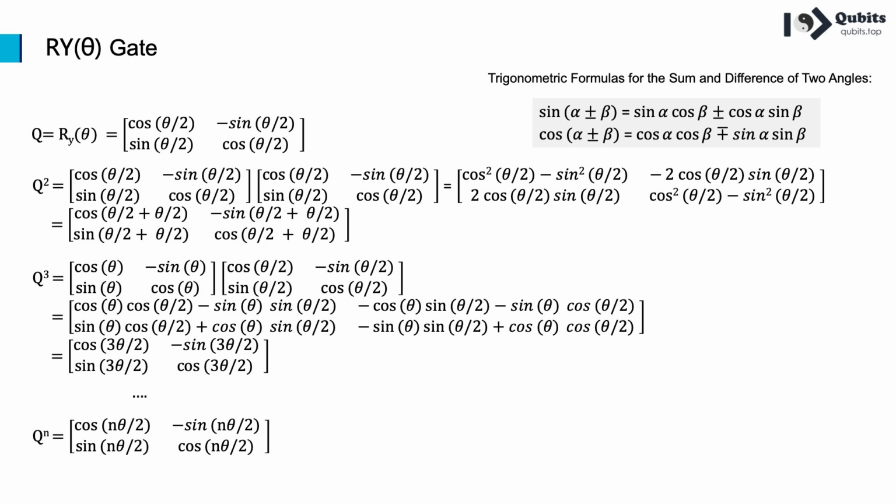algorithms for various tasks. For example, the nth power of the matrix form corresponding to the RY gate can be used in quantum phase estimation algorithms, which are used to determine the phase of a quantum state with high precision. It can also be used in quantum search algorithms, such as Grover's algorithm, which are used to search unstructured databases with a quadratic speedup over classical algorithms.